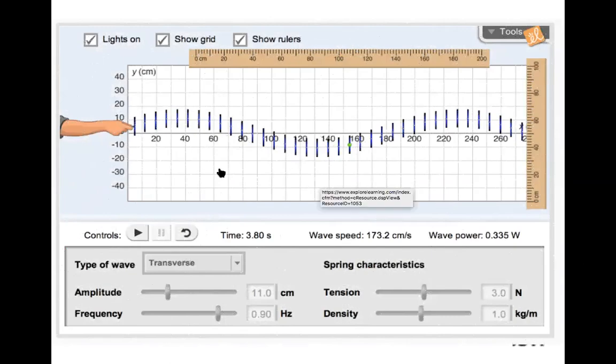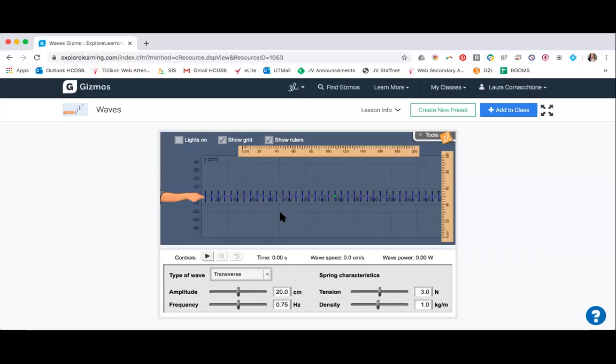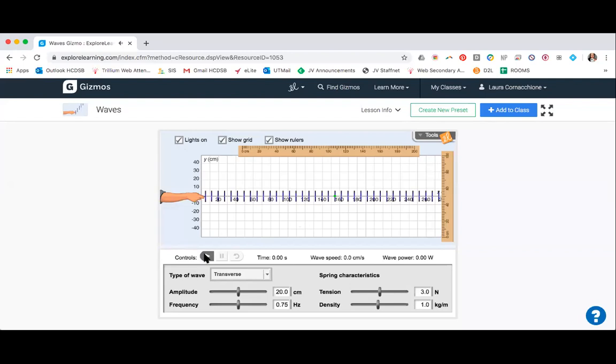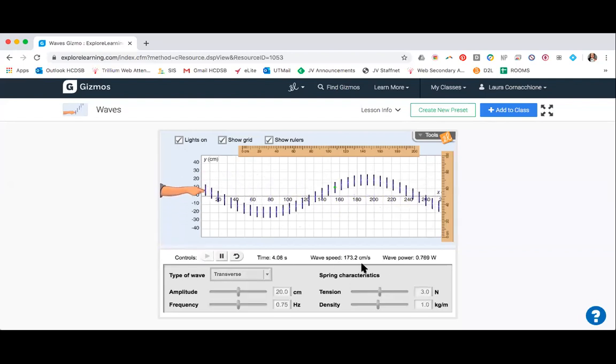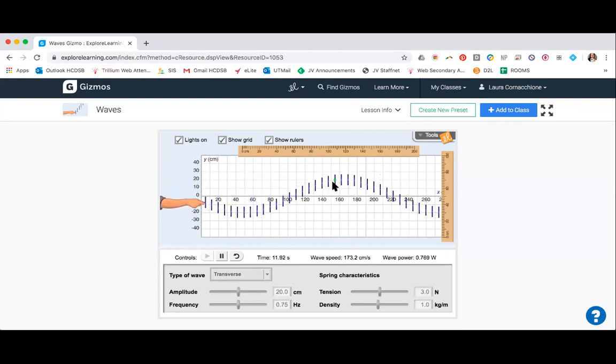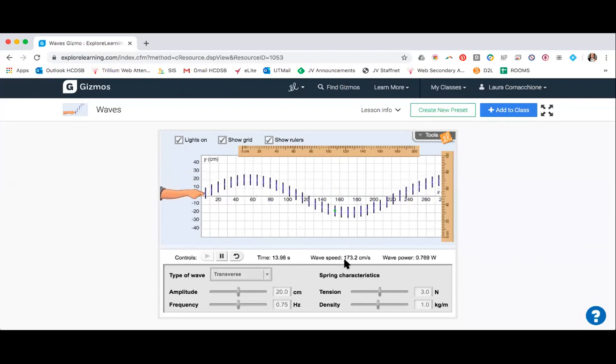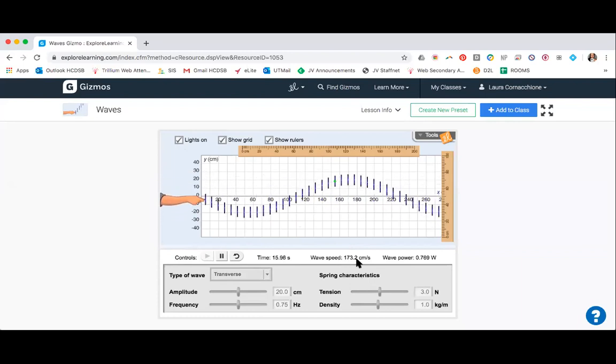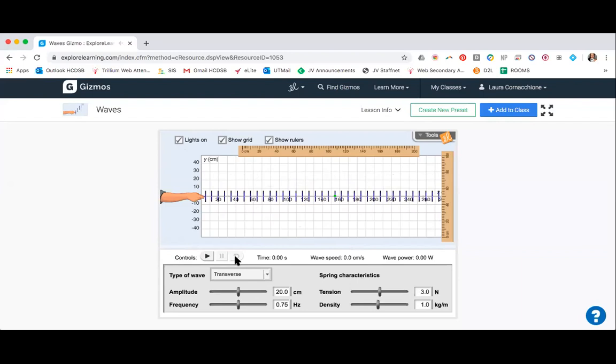Okay, going back to this gizmo, we're gonna look at what affects wave speed. And definitely this gizmo is something for you to explore. I'm gonna turn lights back on. So this is just to remind you again, that's what it looks like. We have a wave speed of 173 centimeters in 1 second. So that means in 1 second, this crest travels 1.732 meters.